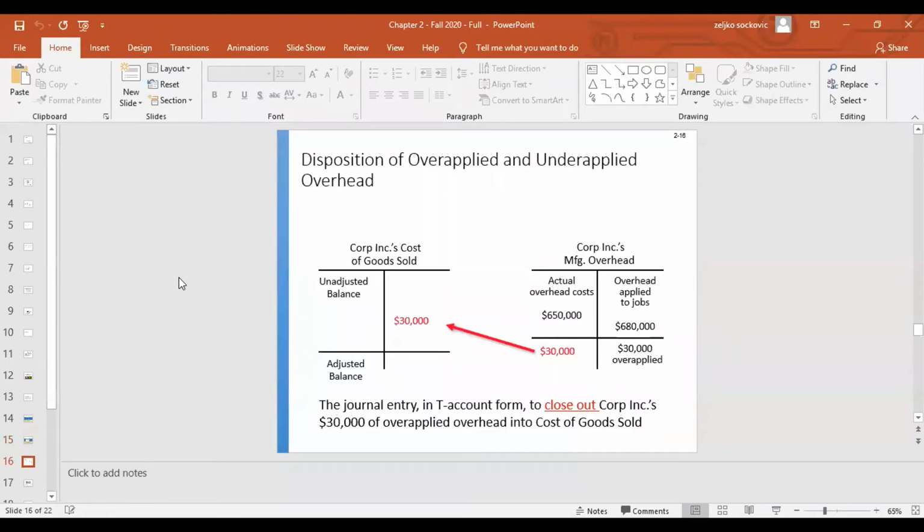We will reconcile this with our cost of goods sold, or maybe inventory if we are doing it, which we will skip also here, kind of proportional reconciliation with work in process and finished goods accounts. But we will apply these 30,000 in full to cost of goods sold.